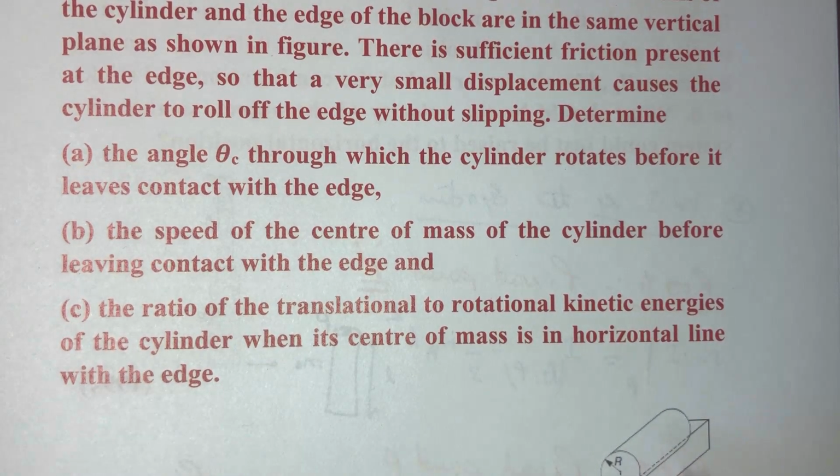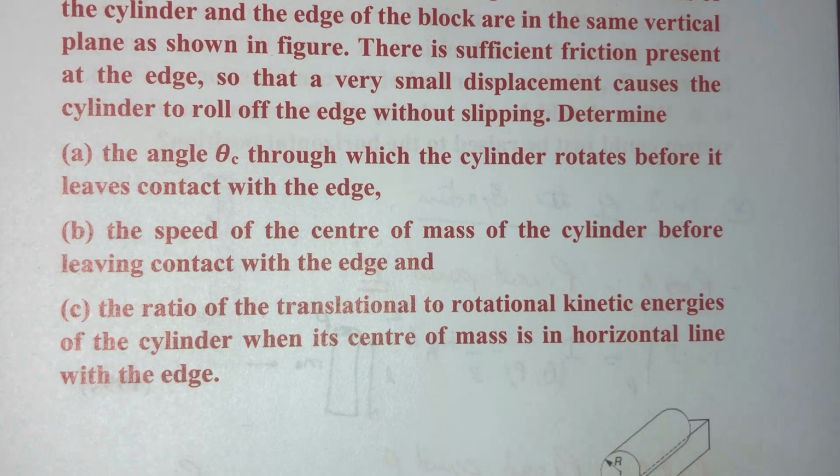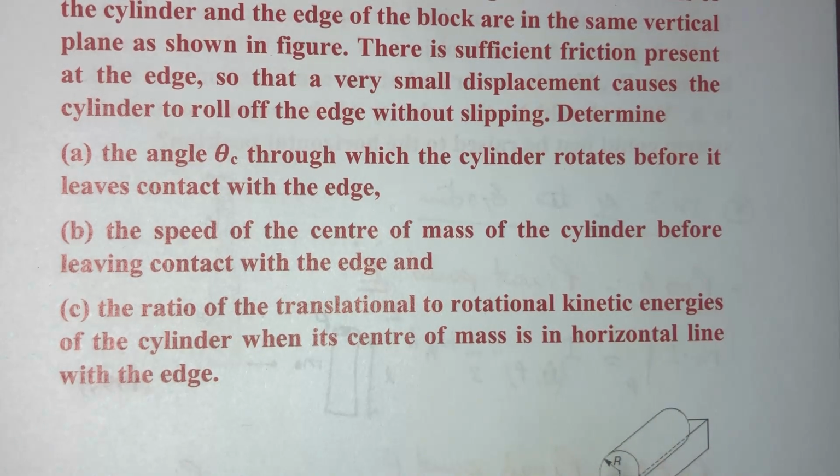So this is the figure. So we have a block. On the block we have given a cylinder, and this cylinder is going to roll off this edge, and we have to calculate all these three things based on that rolling without any slipping.